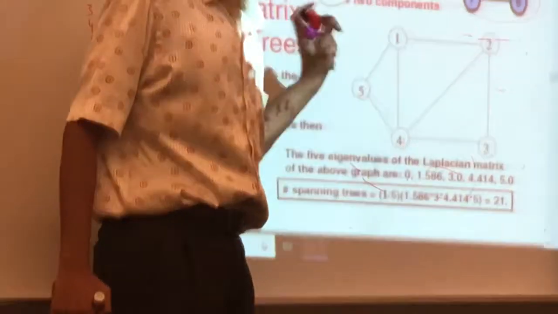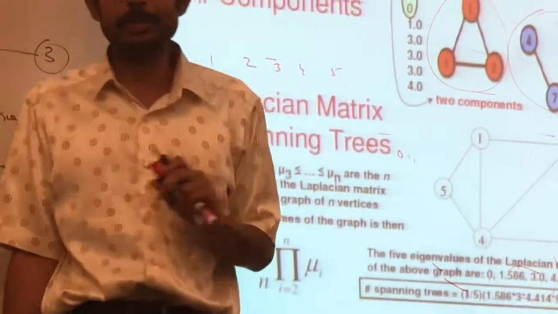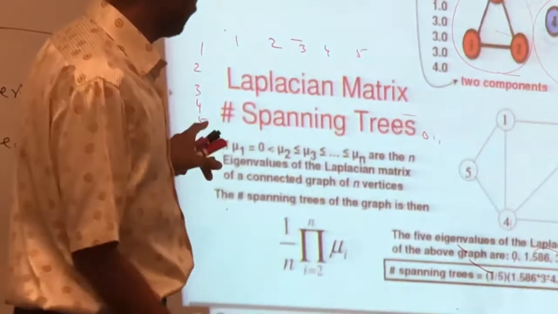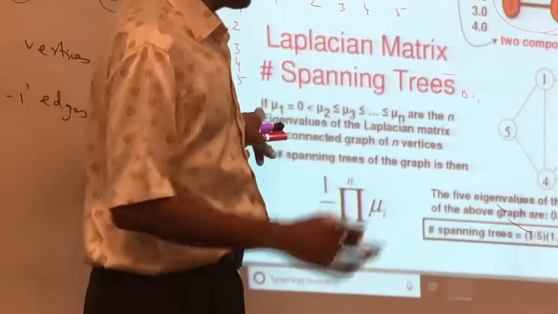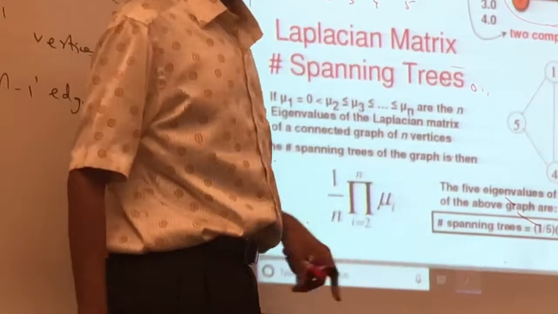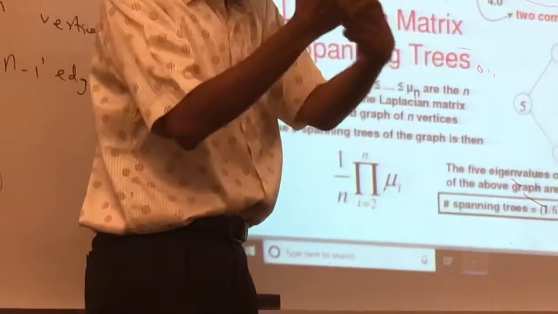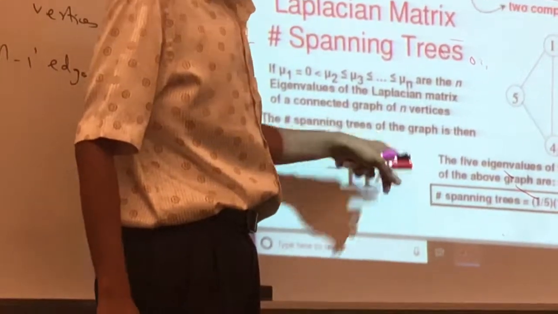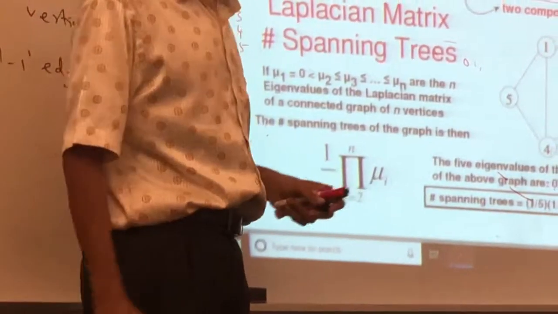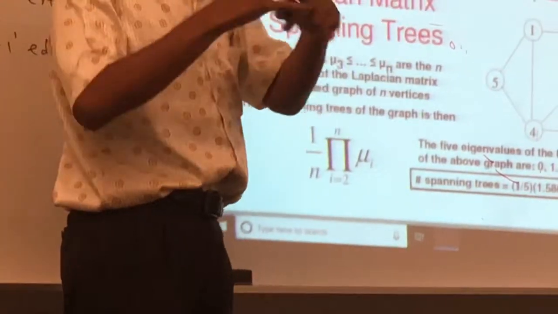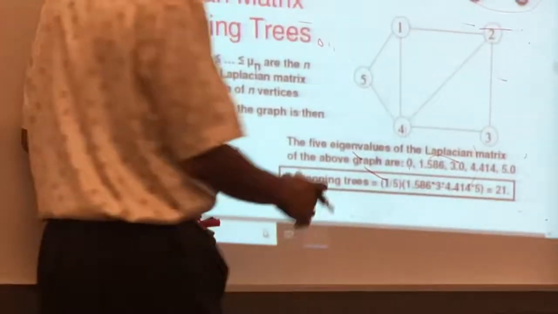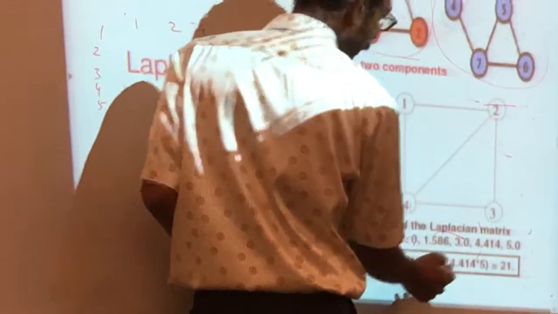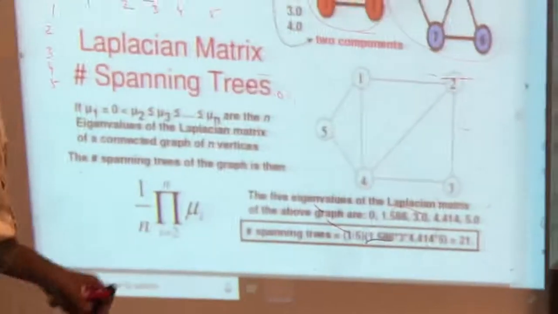We can determine that using the eigenvalues of the Laplacian matrix. So how? Just multiply all the positive eigenvalues. So leave out the 0, just multiply all the positive eigenvalues and divide the product by the number of vertices. Okay? So take the product of all the positive eigenvalues and divide by the number of vertices. So in our case, 1.586, 3.4, and all these numbers are the eigenvalues, right?